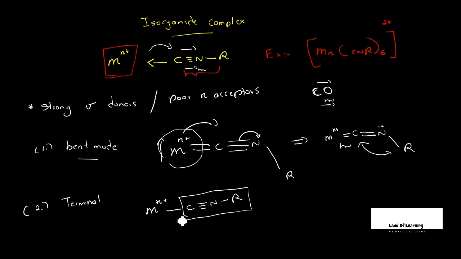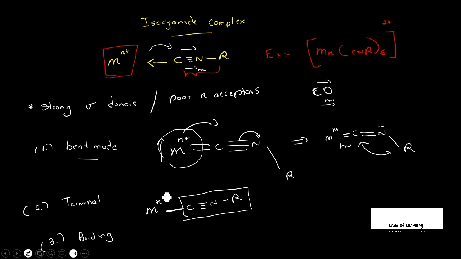But if our metal center contains very little electron density, it cannot perform the backbonding phenomena efficiently. So only a sigma bond character will be present between the metal center and the carbon. All three bonds will be there between carbon and nitrogen, which makes it a linear one. There is another one which we call bridging mode. We will talk about the bridging mode in the next videos.